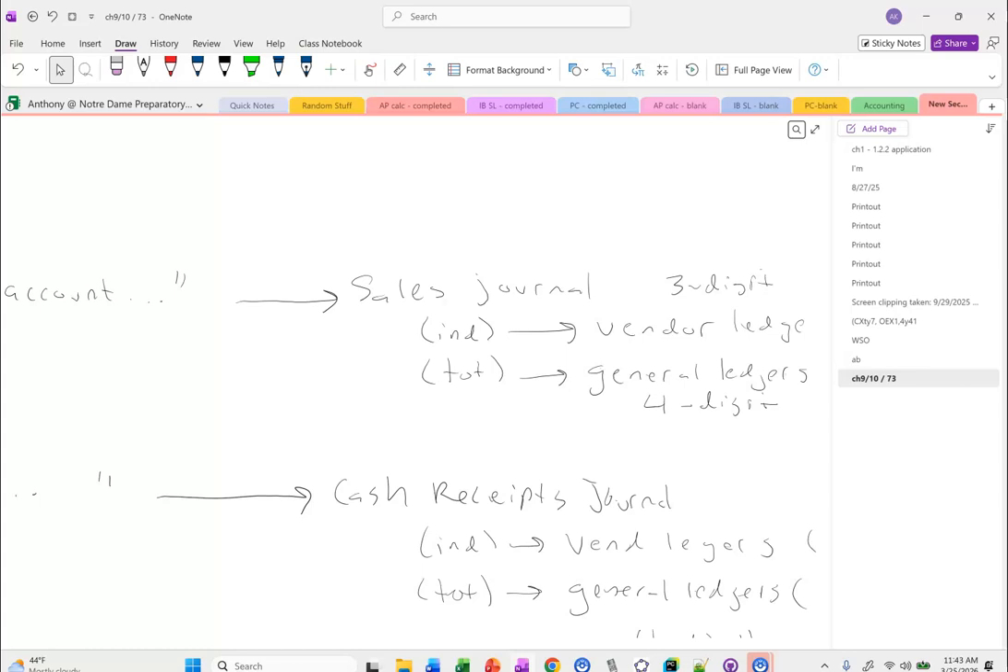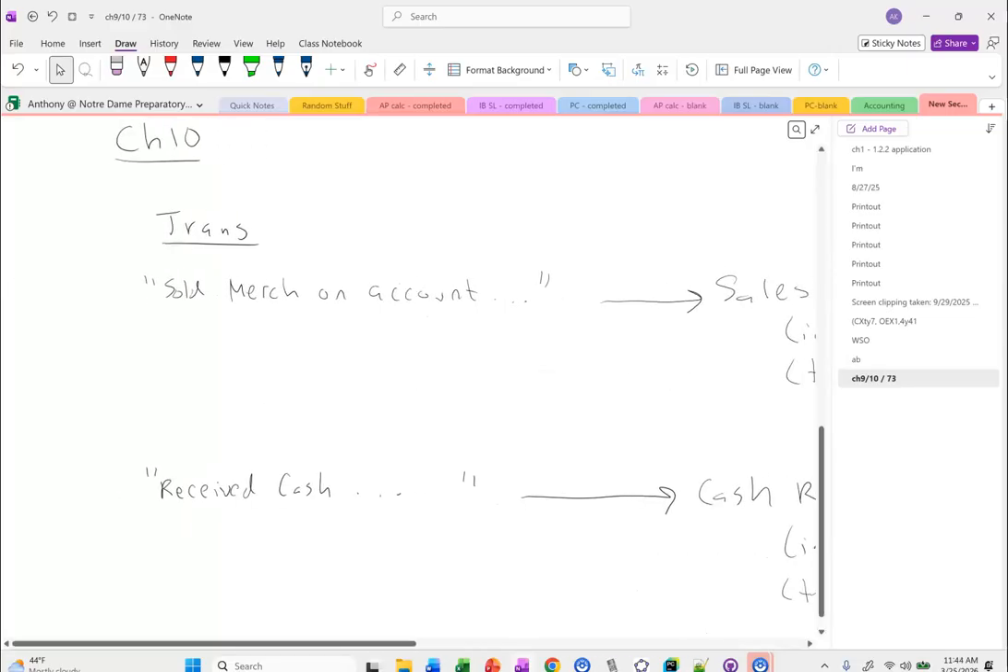If I look at the next transaction then, May 4th, received cash on account from Malone Corporation covering S406 for $2,670, R506. What type of transaction was this?